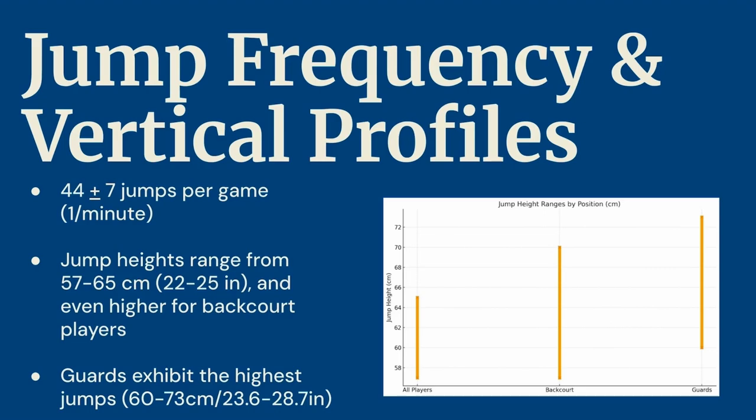Jump frequency and vertical profiles. A player exhibits around 44, give or take 7, jumps per game, which equates to about 1 per minute. Jump heights range from 57 to 65 centimeters or 22 to 25 inches in a counter movement jump, and even higher for backcourt players. Guards, however, exhibit the highest jumps of around 60 to 73 centimeters or 23.6 to 28.7 inches.